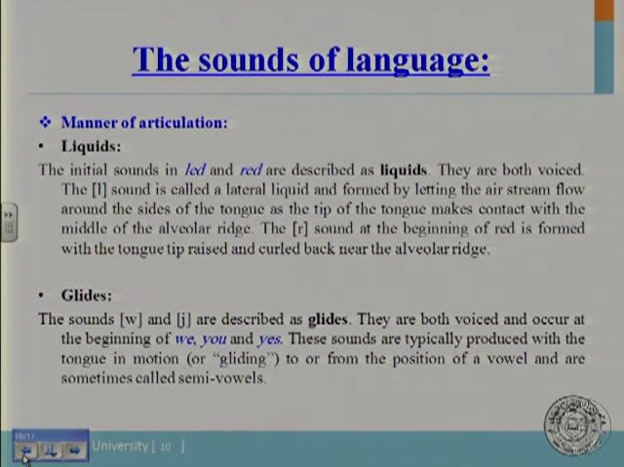Now here we have liquids and glides. These will be the last two groups of the manner of articulation. Now in liquids, the initial sounds, as in lead and red, l, r, are described as liquids. Now they are both voiced.